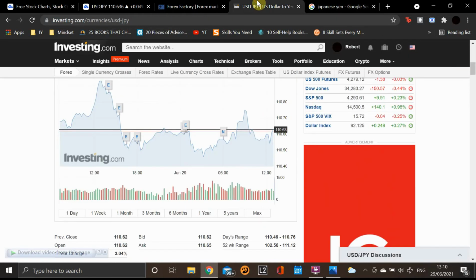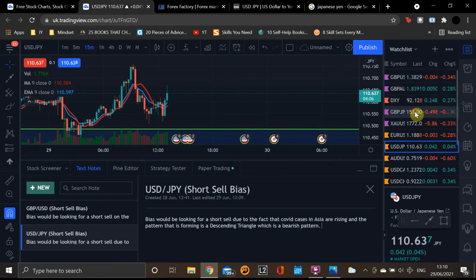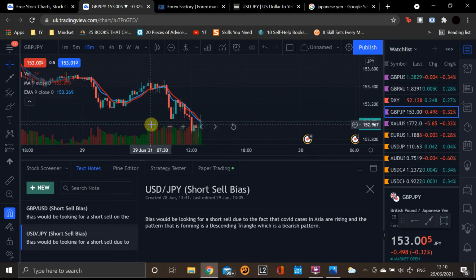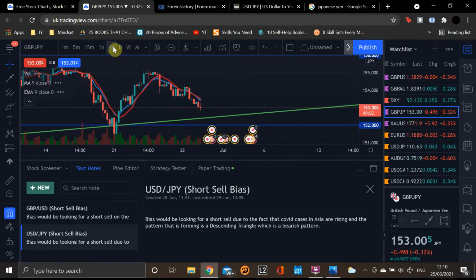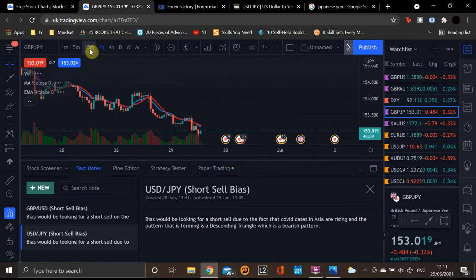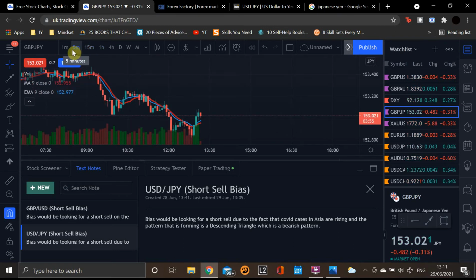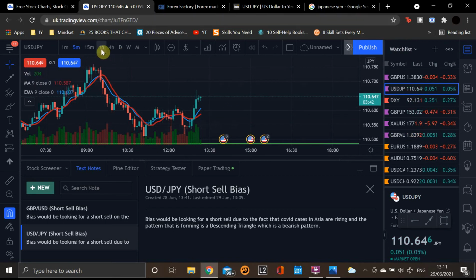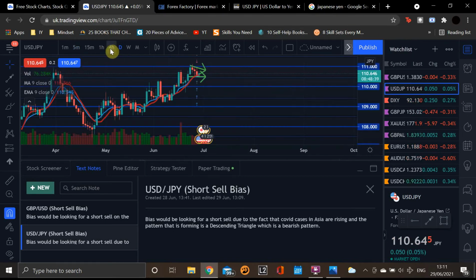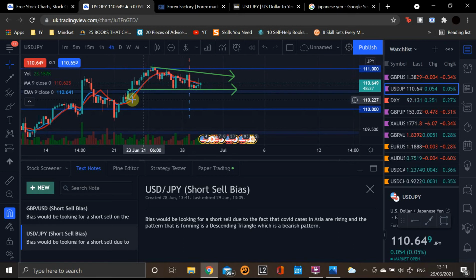Let's see how it's doing with GBP JPY. It's going up, that's the thing. It is going up. You see that?